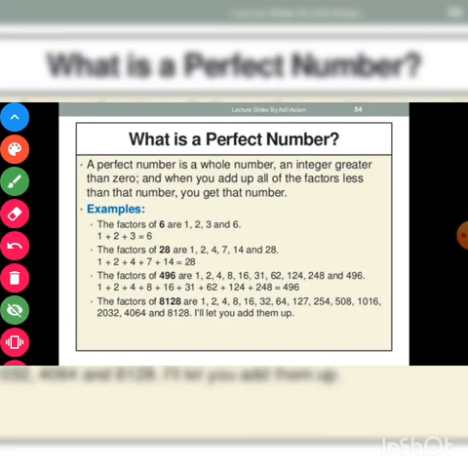Now, what is a perfect number? A perfect number is a whole number, an integer greater than 0, and when you add up all of its factors, the sum you get is equal to that number only. For example, the first example is 6. Now let us find the factors of 6.